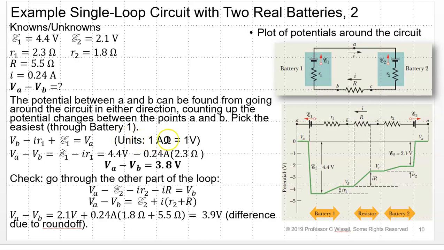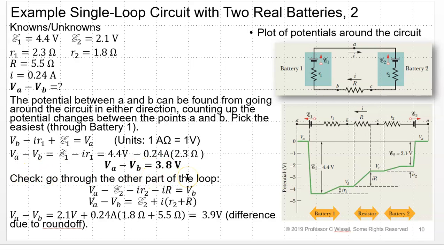The units on this: a units check, 1 amp ohm equals 1 volt. Looks like the units are good. Now I can solve this for VA minus VB. When I do that, it ends up being E1 minus IR1. At this point, I can plug my numbers in: 4.4 volts minus 0.24 amps times 2.3 ohms. Units check again comes out good. VA minus VB equals 3.8 volts.